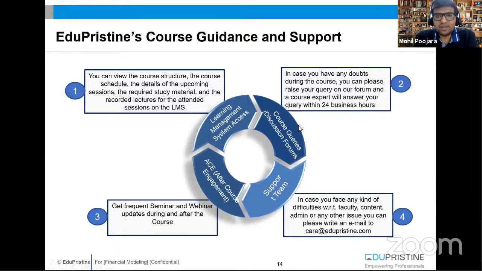So kind of to summarize what EduPristine provides. If you sign up for the course, you will get access to something called the LMS, Learning Management System. This is a one-stop solution for all your needs. Any session that is taking place, the recordings of that session will be available on LMS. Any course content that you need to download, Excel files, PDF documents, PPTs, you will find on LMS. Any additional questions you want to ask, support you need, there will be a portal in LMS. So LMS is going to be like your one-stop solution for all the different material that you need.